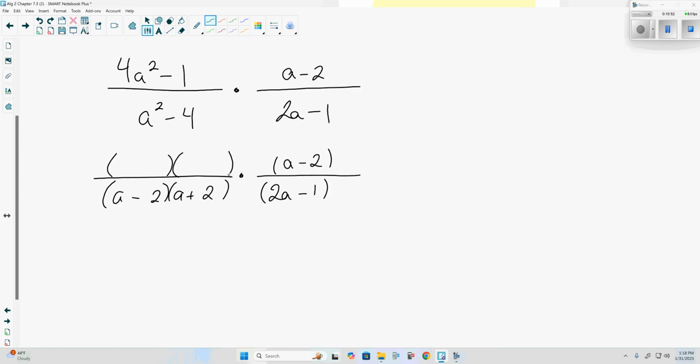The numerator, 4A squared minus 1, is actually a difference of perfect squares too. What times itself is 1? 1 and 1. What times itself is 4A squared? 2A and 2A. And we have our plus and minus. So again, it is a difference of perfect squares because 2A times 2A gives us our 4A squared.